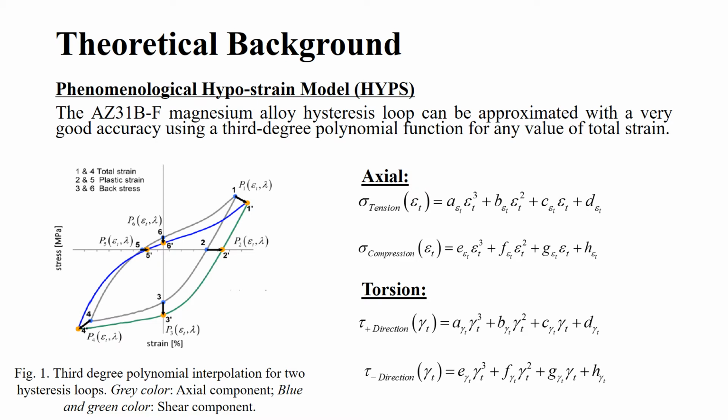For the tension branch, the polynomial function is obtained using the experimental data at points 4, 5, 6, and 1. In the same way, the polynomial function for a compression branch is obtained using the experimental data at points 4, 3, 2, and 1. This procedure is repeated for shear stress loop. Any point of the stress loop between 1 and 4 is obtained by a cubic interpolation.